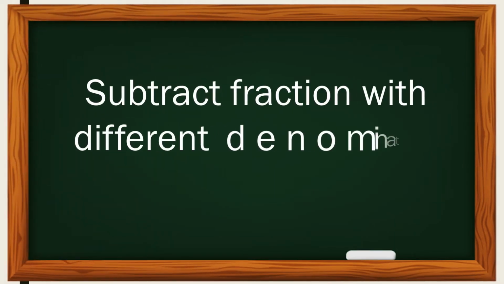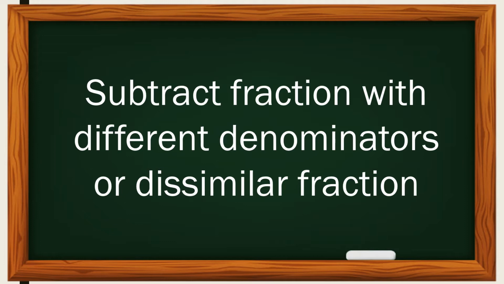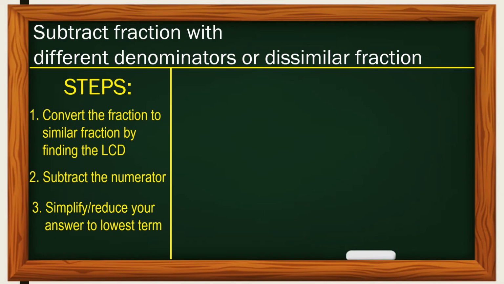Now, let us proceed to subtract fraction with different denominators or dissimilar fraction. Tingnan naman natin yung magkaiba ang kanilang denominators kung paano ito sasagutin. First example, but before that, our step is: number 1, convert the fraction to similar fraction by finding the LCD. Then 2, subtract the numerator. Then number 3, simplify your answer to lowest term. So, here is our first example.